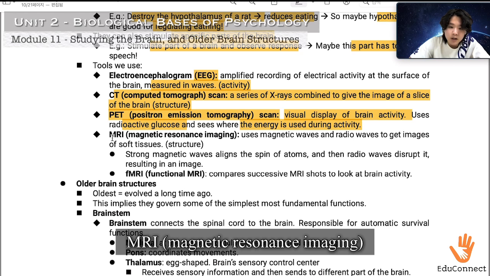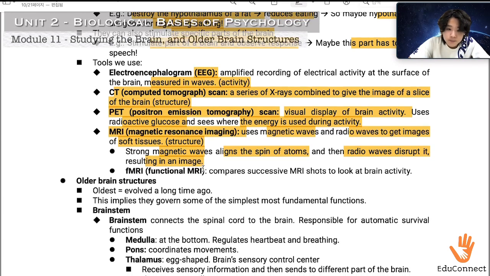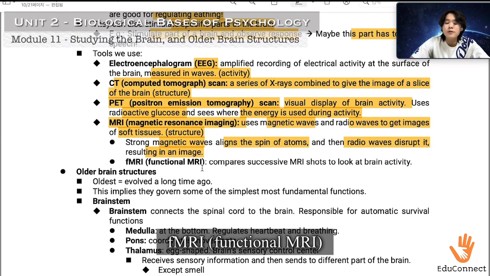An MRI, magnetic resonance imaging, uses magnetic waves and radio waves to get images of soft tissues, so it's about structure as well. Strong magnetic waves align the spin of atoms, and then radio waves disrupt it, resulting in an image. So this is how MRI works. An fMRI, called the functional MRI, the F stands for functional. It compares successive MRI shots to look at brain activity.